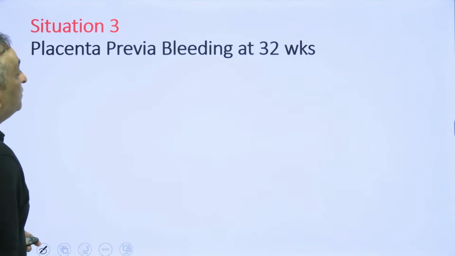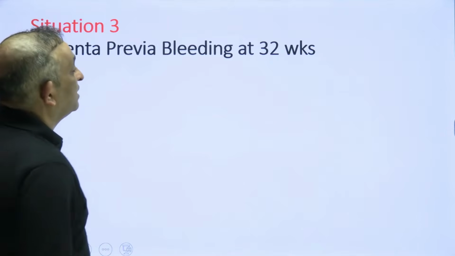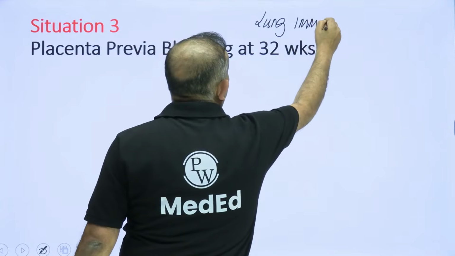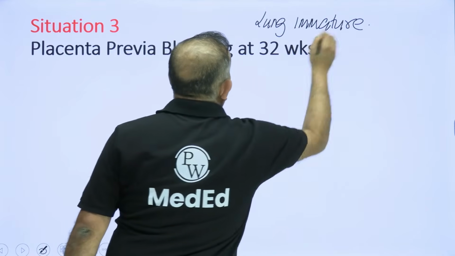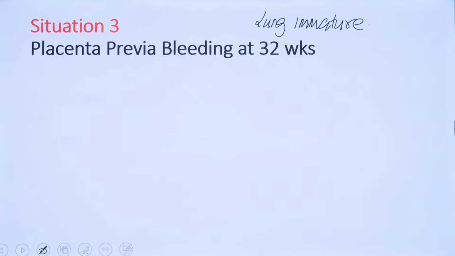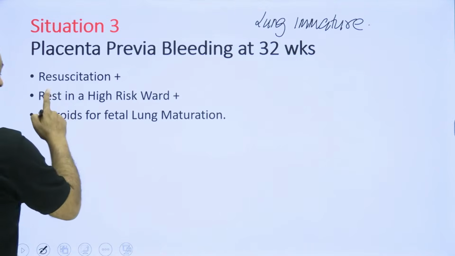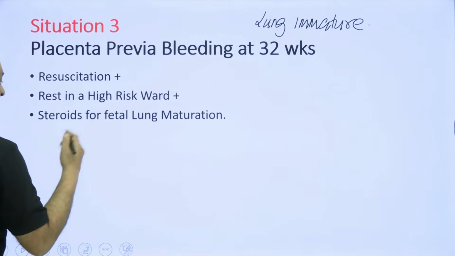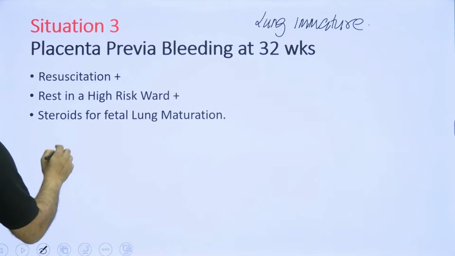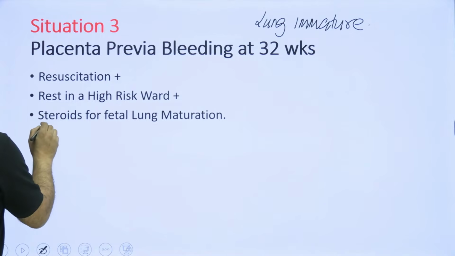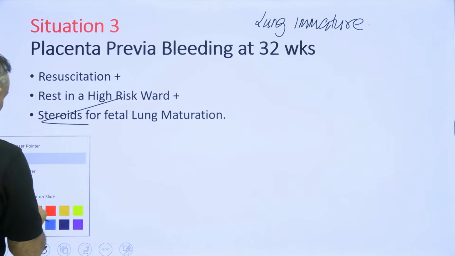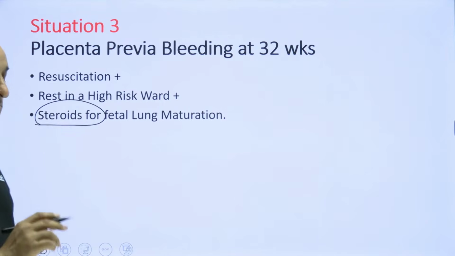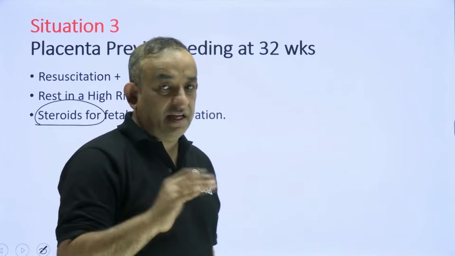Placenta previa, bleeding at 32 weeks. Situation number 3. The lung is not mature. Lung is immature because the fetus is less than 32 weeks. So that's why you will give resuscitation, that is, she's bleeding. You'll make the patient rest in a high risk ward, IV line, IV fluids, blood, etc., and give sedation. Then steroids for fetal lung maturity. This is the resuscitation and steroids.